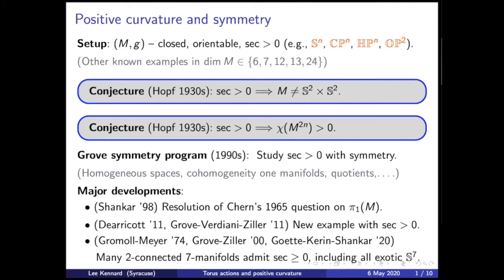More recently, Goette, Kerin, and Shankar generalized a construction due to Grove and Ziller, where they showed that, in particular, all exotic 7 spheres admit metrics with non-negative sectional curvature. So this whole Grove program is similar. Same sorts of questions applying to non-negative curvature, and constructions there are not particularly easy either. And so this was a major result.